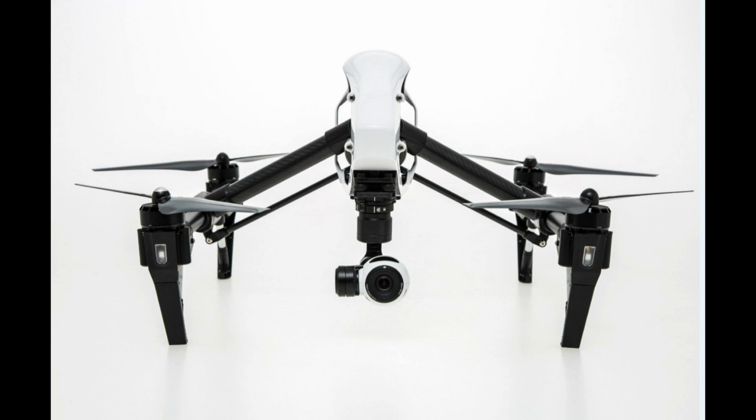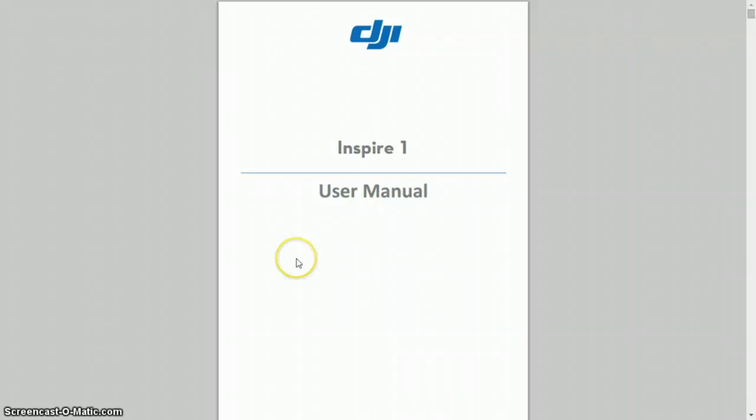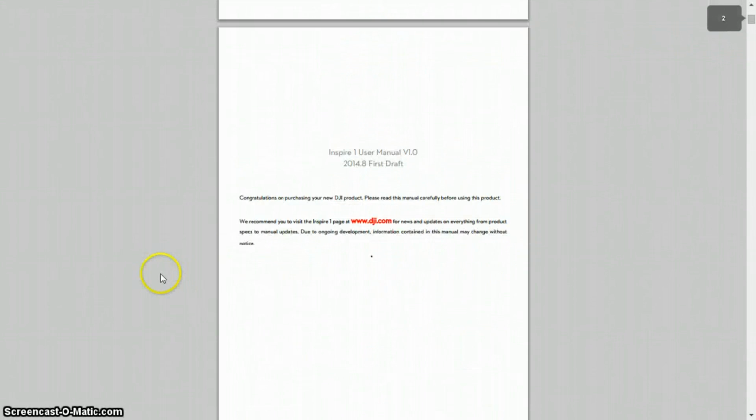No kitchen table in sight, no beverage, but it's just to let you know that here is a draft copy of the Inspire One user manual. Now this answers quite a few questions about the internal workings and gives you an idea.